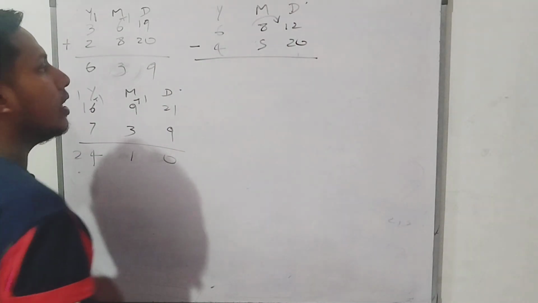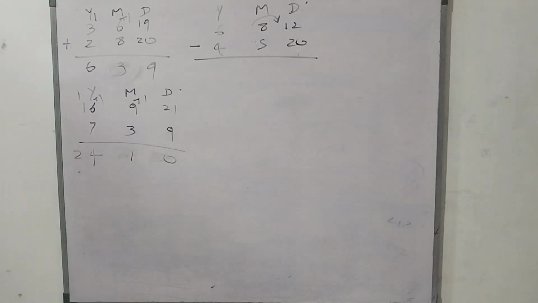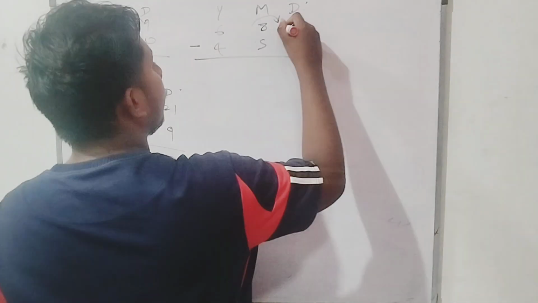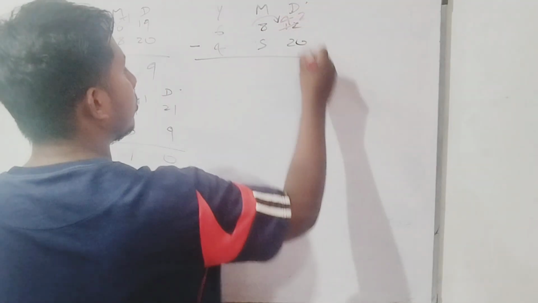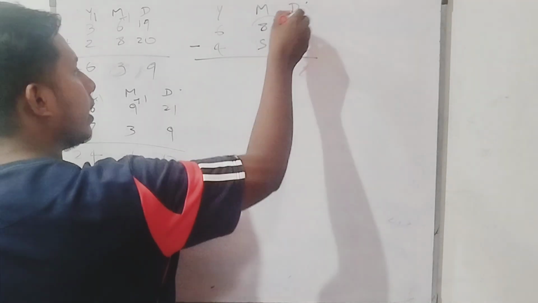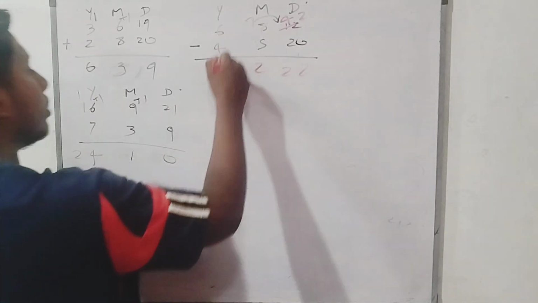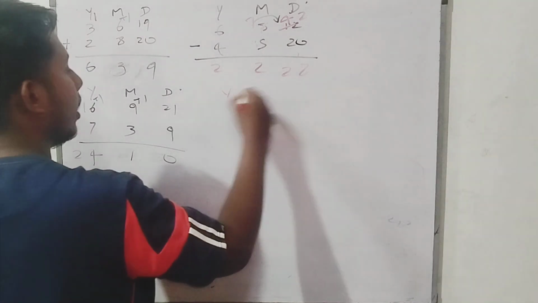So 1 month has 30 days. So altogether this becomes how much? This becomes 42, because 30 is added. So 2 minus 0 is 2, 4 minus 2 is 2. So you gave 1 for the days, so it's 7. 7 minus 5 is 2, 6 minus 4 is 2. This is the answer. Next question, YMD.